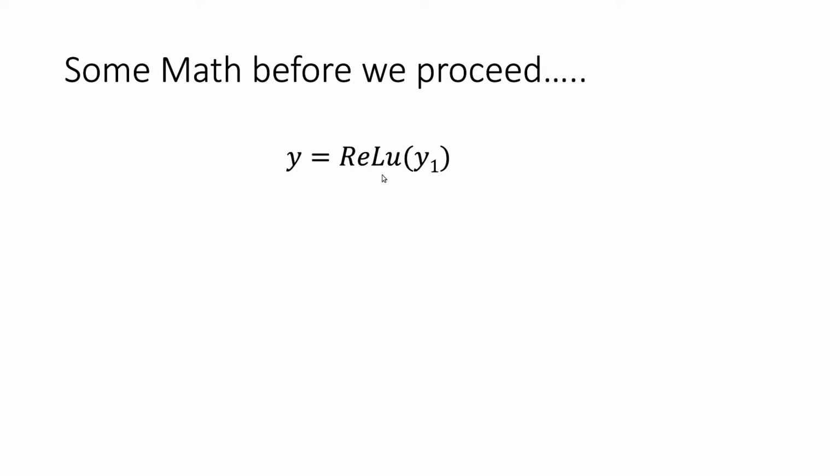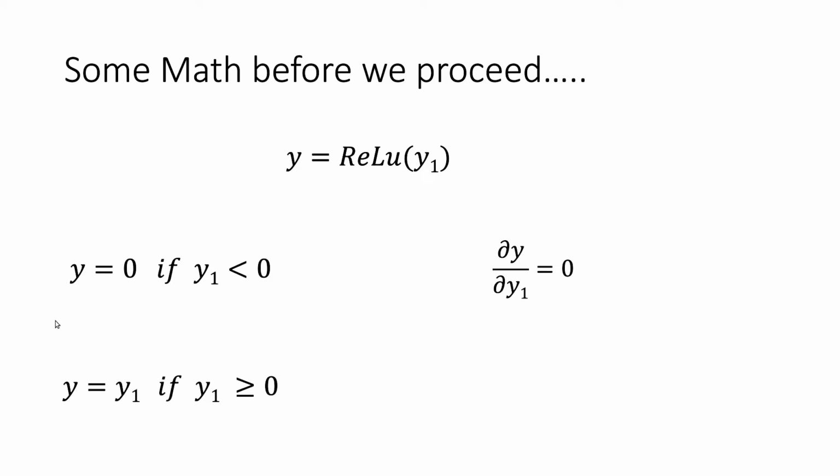So we have seen y is equal to the ReLu function applied over y1. Now how do we compute the gradient for this? We already know that when y1 is less than 0, we will define y as 0. So it is essentially a constant, and the gradient, the partial differential of y with respect to y1, will be nothing but 0. And when y is equal to y1, when y1 is greater than or equal to 0, if you take the partial differential of both sides with respect to y1, you will get 1.